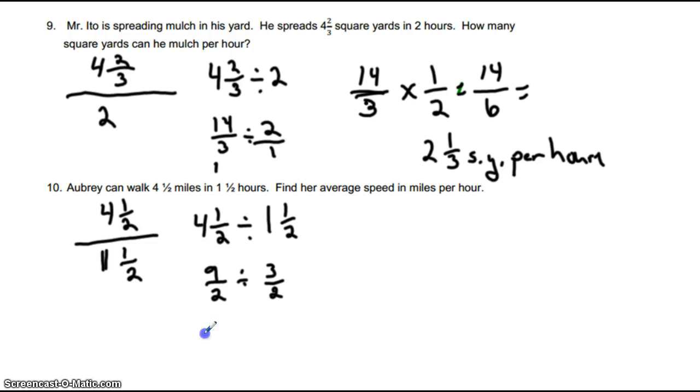Okay, let's try it again. So we have 9/2 times 2/3, multiplying by the reciprocal here. This becomes 18/6, and then that will simplify to 3 miles per hour.